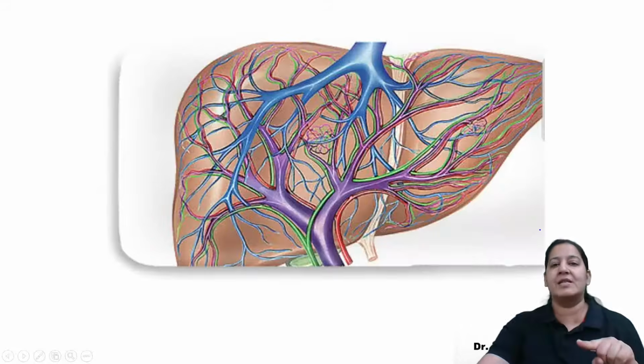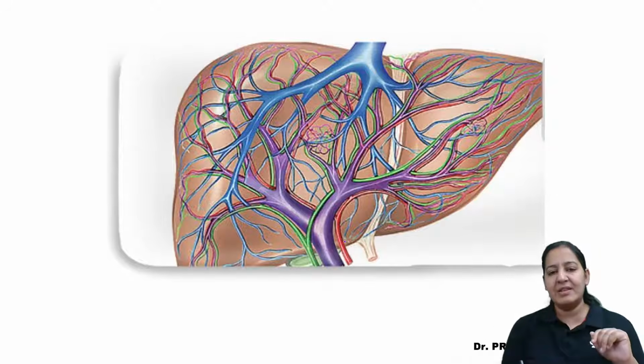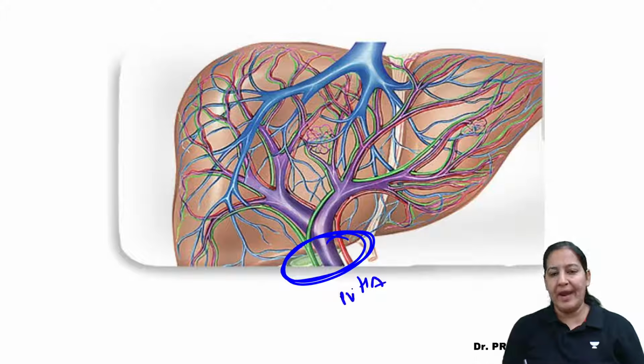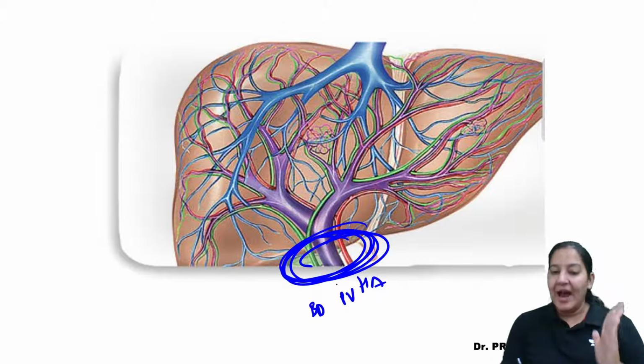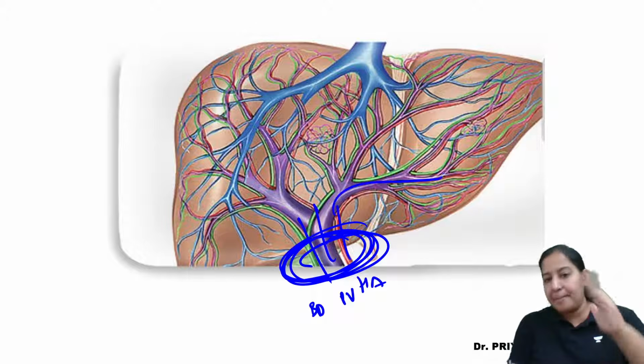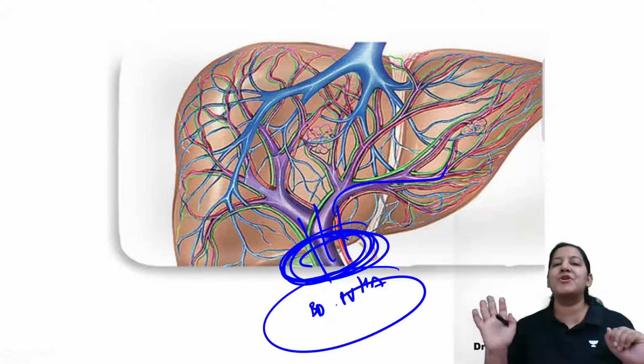Not only the main branches, main arteries and veins, their branches also travel together. Can you see these 3 are traveling together? This is hepatic artery, this is portal vein, and this is bile duct. They enter and exit the liver from a common point. And after entering inside the liver, their branches also travel together. They are the best friends. That's why constituting portal triad.